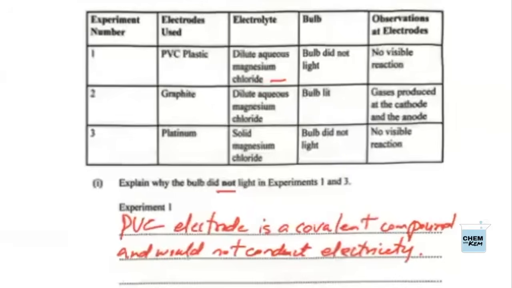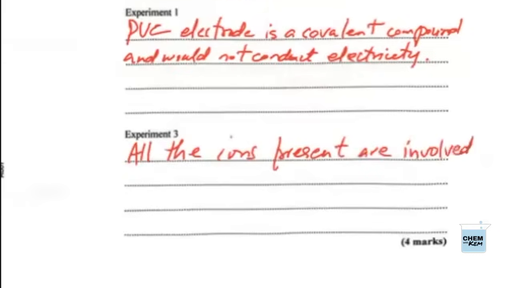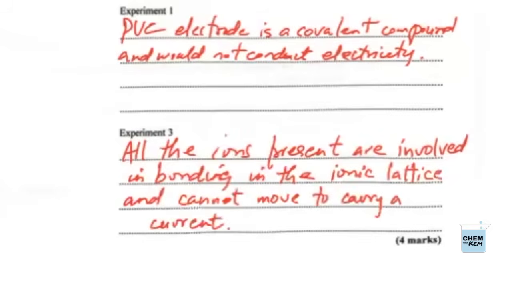For experiment 3, metal electrode was used, platinum, good. But the electrolyte was solid magnesium chloride. So in solid magnesium chloride, all the ions present are involved in bonding. So it's an ionic compound, but all the ions that are present are involved in bonding. They are not set free, so they're involved in bonding in the ionic lattice and cannot move. They're not free to move and carry a current. That would give us our marks right there.